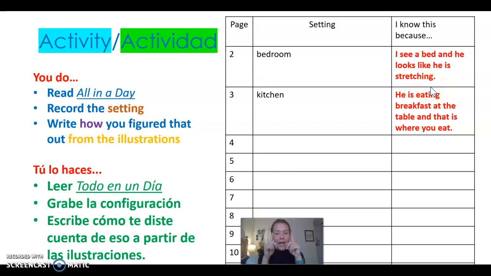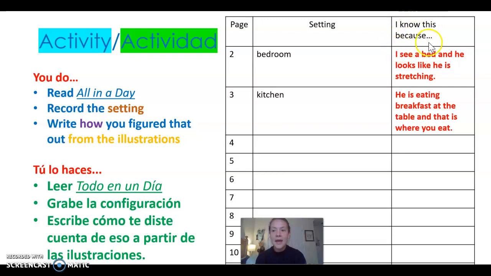So I looked at my illustration and I thought, what do I see? How do I know where the boy is? And I saw a bed and I saw the boy stretching. So I know that he was in his bedroom. Then on page 3, he moved to the kitchen and he was eating breakfast. So I wrote the page number, page 3. I wrote the setting was the kitchen, and I finished the sentence.